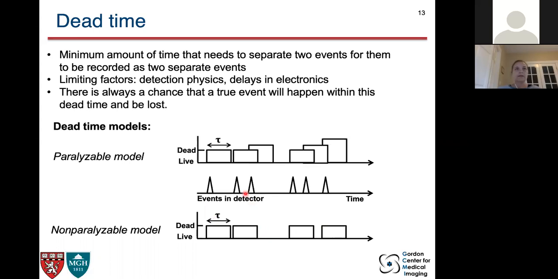As I said, a real system will often have a behavior between these two. The detailed response of a specific counting system will depend on the physics that goes on in the detector itself, and also on the delays introduced by pulse processing and electronics.